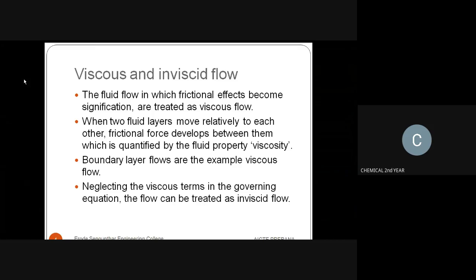Right. So viscosity is a very important property which can predict the frictional force developed between the two fluid layers. The boundary layer flows are the famous example for this viscous flow. If you neglect the viscous terms in the governing equation, the flow can be treated as inviscid flow. So viscous and inviscid flow depends on the frictional effects of the fluid.